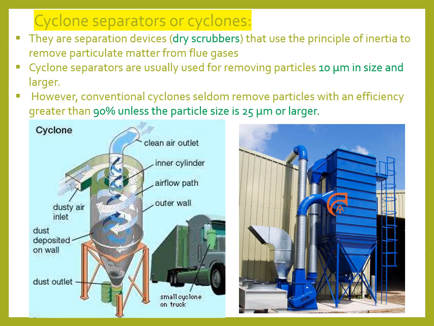The next equipment is called cyclone separator or cyclone. So they are generally separation devices which are called dry scrubbers that use the principle of inertia to remove the particulate matter from flue gases. Cyclone separators are generally used for removing particles in the size range of 10 micrometer. However, a conventional cyclone seldom removes particles with efficiency greater than 90% unless the particle size is 25 micrometer or larger. So here is how it works. This dirty gas, which consists of the dust, will be taken from the outside, from the top, and this will take a vortex, that is the outer vortex.